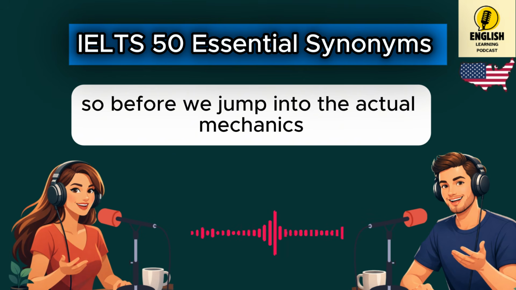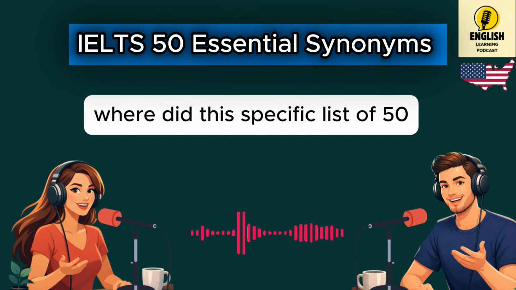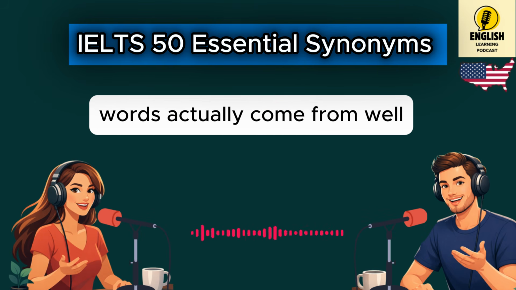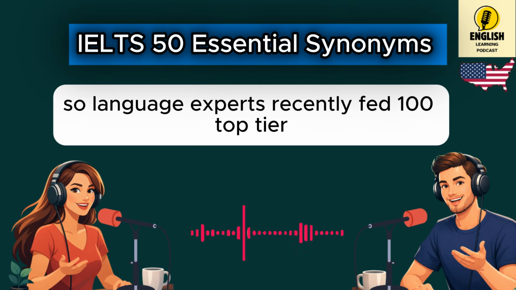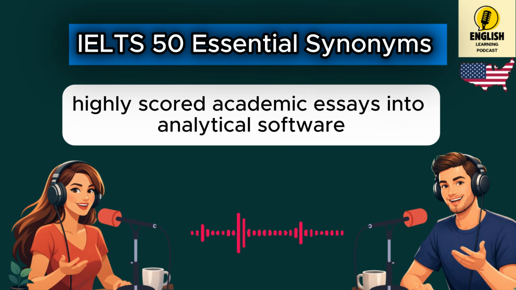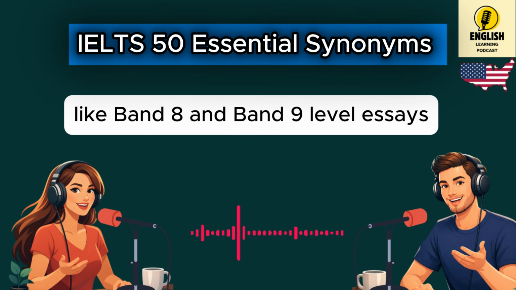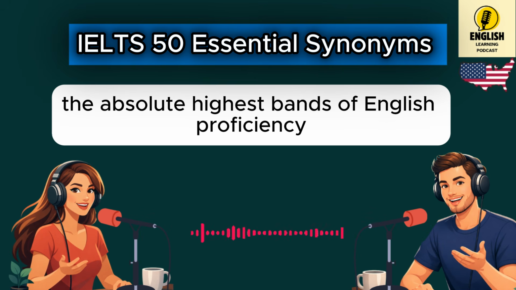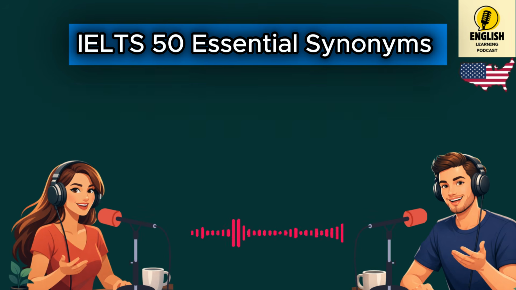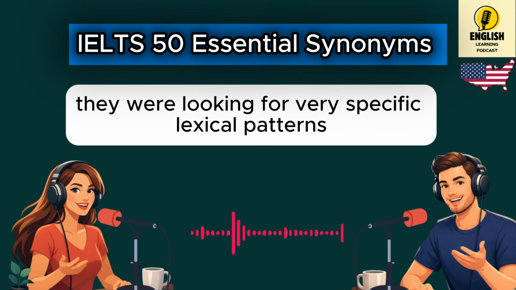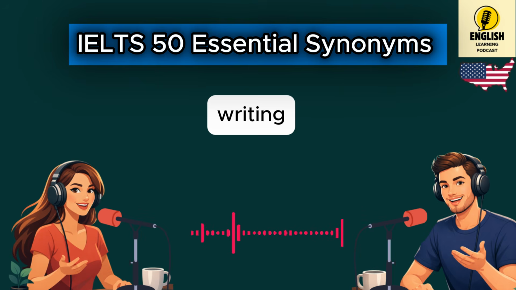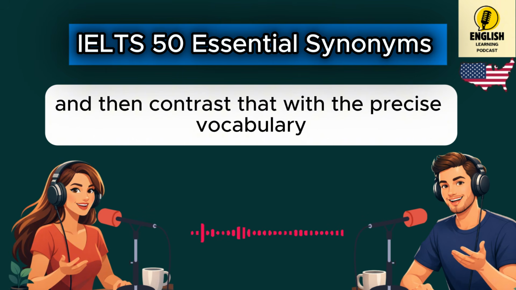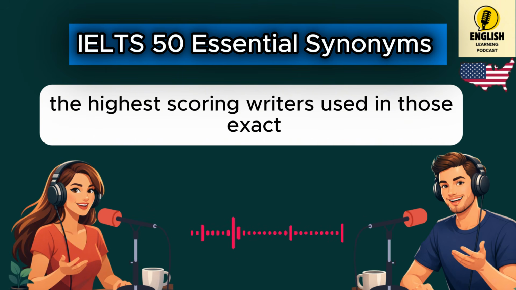So before we jump into the actual mechanics, where did this specific list of 50 words actually come from? Well, this deep dive is based on a massive linguistic analysis. Language experts recently fed 100 top-tier, highly scored academic essays into analytical software. Like Band 8 and Band 9 level essays. Exactly, the absolute highest bands of English proficiency. They were looking for very specific lexical patterns. The experts basically wanted to identify which common words showed up repeatedly in average writing, and then contrast that with the precise vocabulary the highest scoring writers used in those exact same contexts.